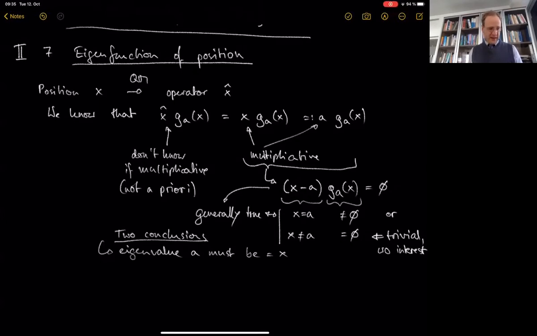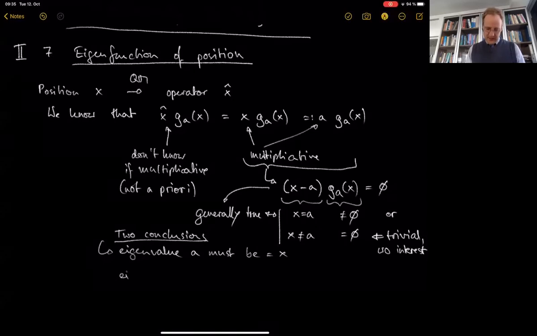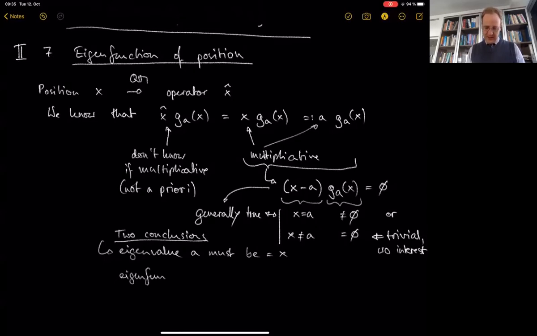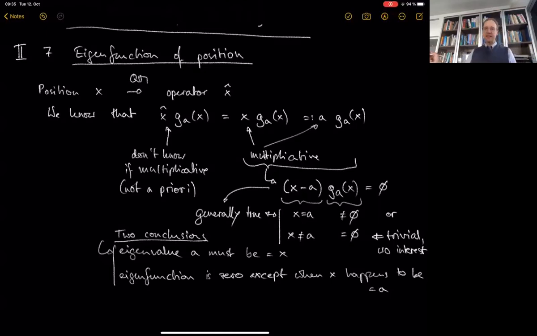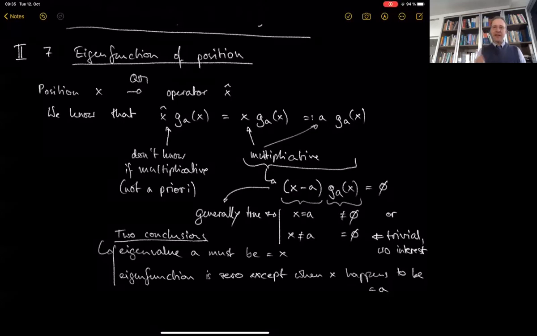The other important thing is that we learn something about the eigenfunction, right? So the eigenfunction is 0 except when x happens to be equal to a. Right. So if you scan the axis, right, you should only see something at x equals a.